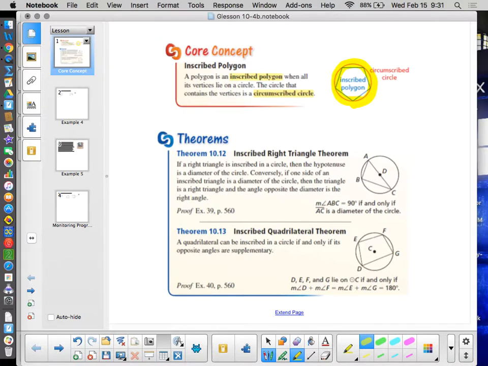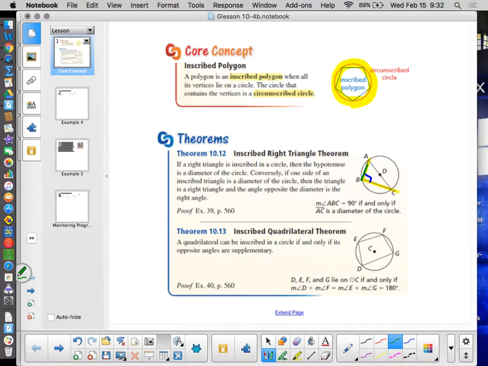So let's talk about inscribed right triangles. We got a couple special situations here with inscribed polygons. First off, if I inscribe a right triangle, so ABC is a right angle, okay? If I do that, well, then it says the hypotenuse must be a diameter of the circle. Well, why is that so? Why is that the case? Well, let's think about this for a second.